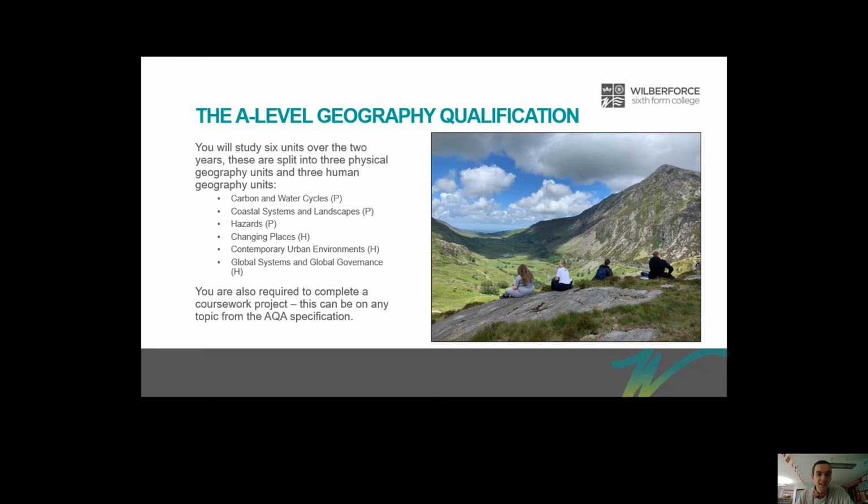The units you can see on the screen right now, the Physical Geography ones are carbon and water cycles, coastal systems and landscapes and hazards. The Human Geography units are changing places, contemporary urban environments and global systems and global governance. We follow the AQA specification and these are the units which we cover.